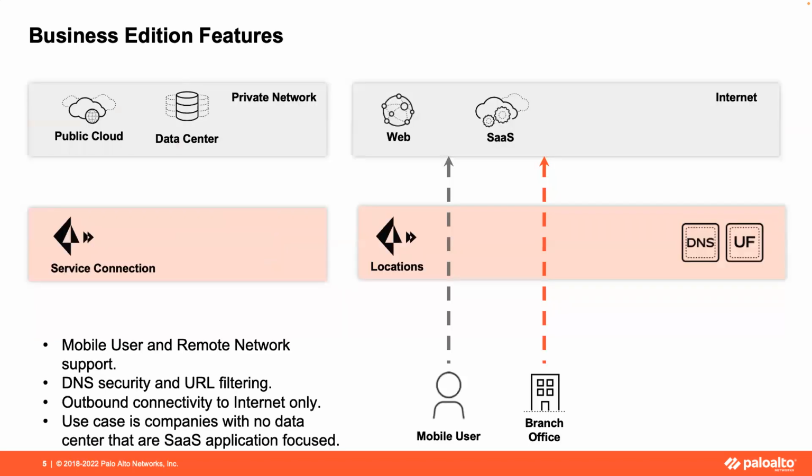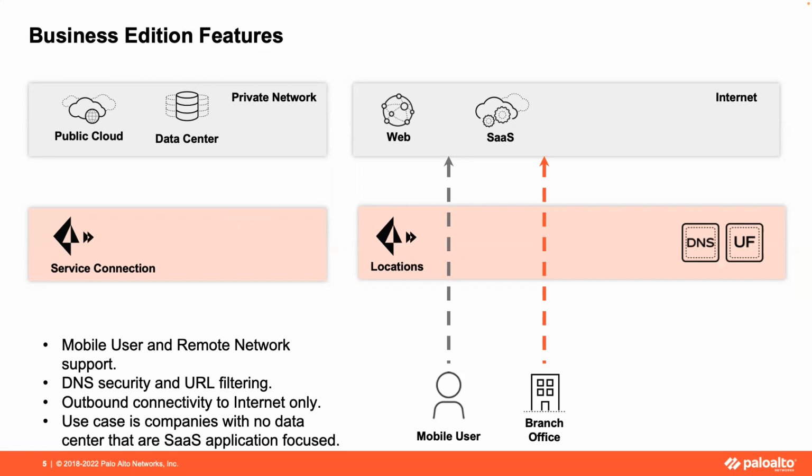So the idea of the business edition is that you can have mobile users and remote networks. So in other words, I can have users sitting at home, users at a headquarters or a branch office or whatever, that are trying to get out to the internet, get to their SaaS applications. They need access to the internet. Well, the whole idea of Prisma Access is let's not backhaul everything back to a data center and make the connection slow and all that. Let's put the security up in the cloud near the users. And that's what we're doing with Prisma Access.